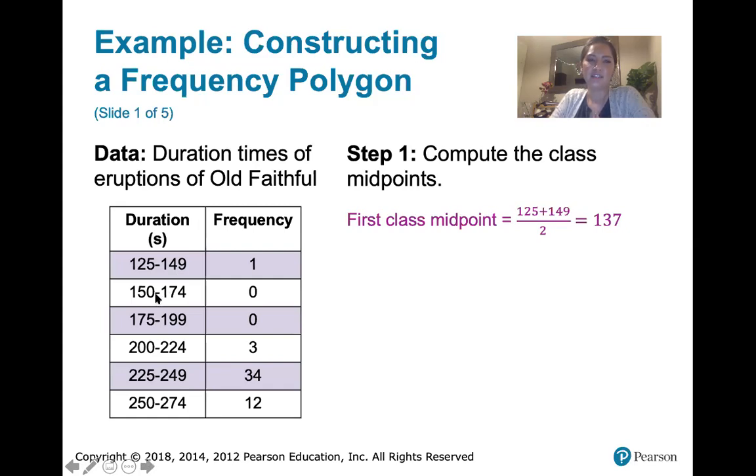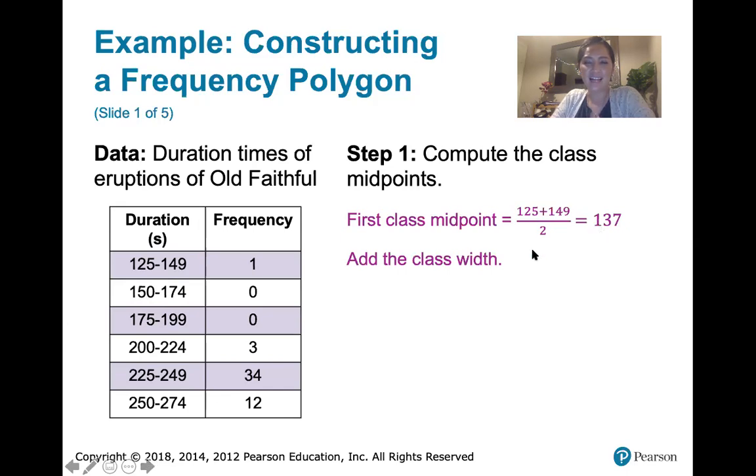Now I could do the same to get the next class midpoint and the next and the next, or I could just keep adding the class width, because those class midpoints are the class width apart from each other. The class width is the difference between two consecutive lower class limits. So you might take this 150 and subtract that 125, and you would see that the class width is just 25.